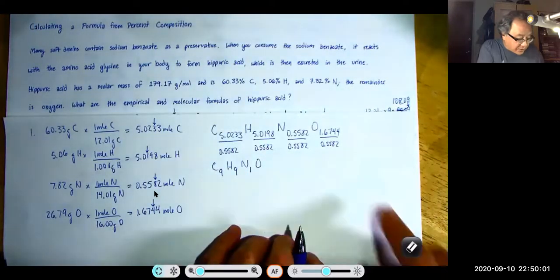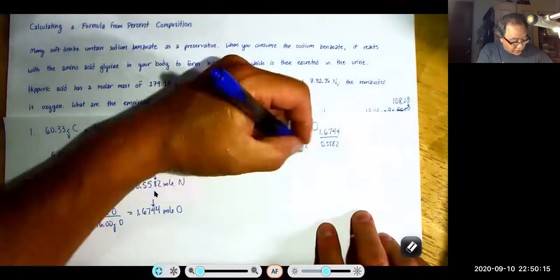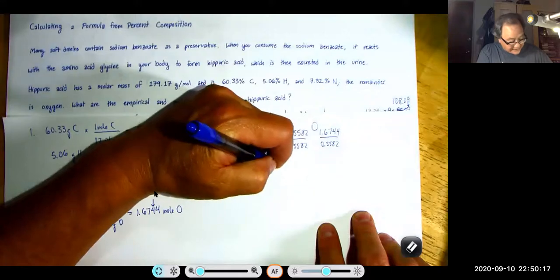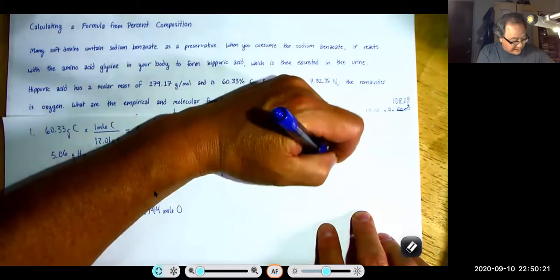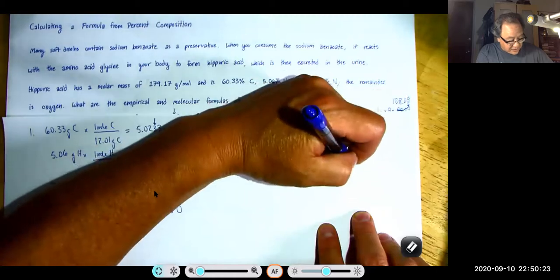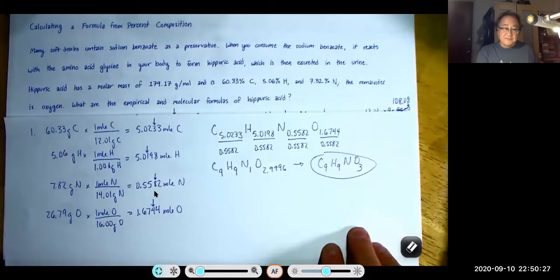I predict that this will go in about 3 times. 1.6744 divided by 0.5582 is equal to 2.9996, which certainly makes this C9, H9, NO3, and that's the empirical formula.